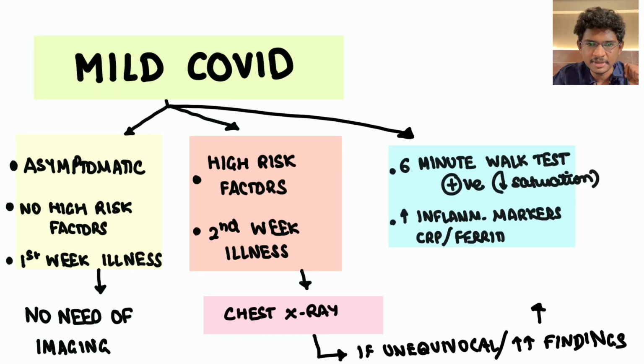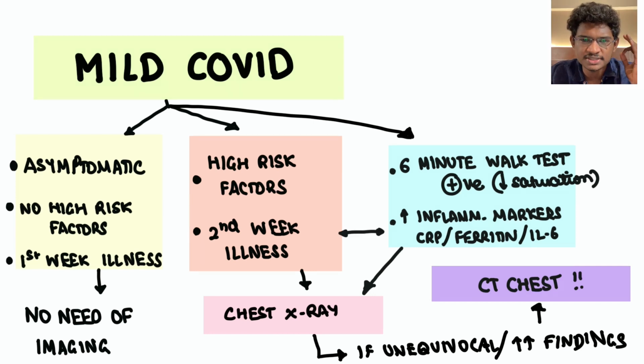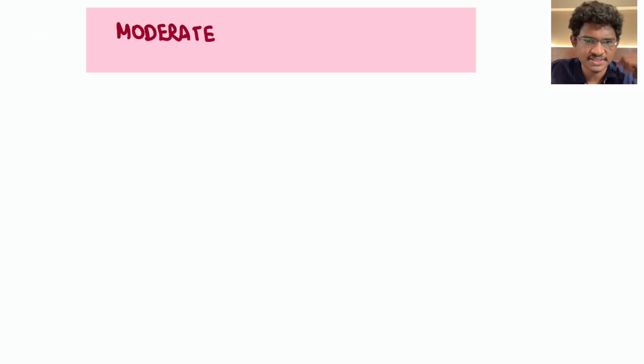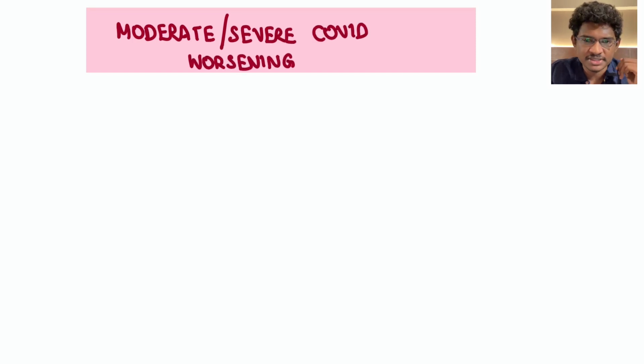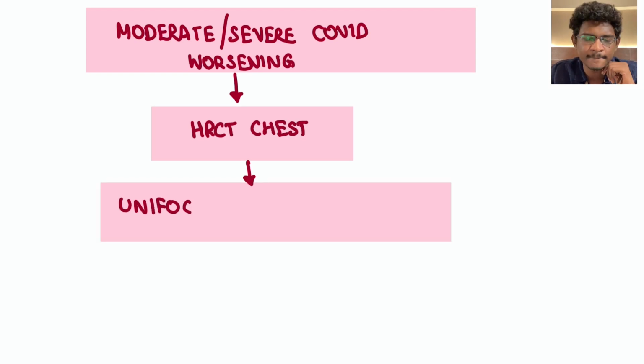And in mild COVID patients, after a 6-minute walk test, if there is a fall in saturation of more than 3 to 5%, and it's associated with increased markers of inflammation, CRPs, they can go get a chest x-ray done. And if the findings are equivocal or excessive, then they can go and get a CT done. Also in moderate and severe COVID patients, whenever oxygen therapy is needed, it's good to get an HRCT test done. Now, when moderate or severe COVID patients deteriorate, what is the utility of an HRCT test?